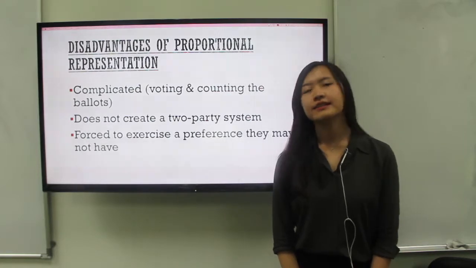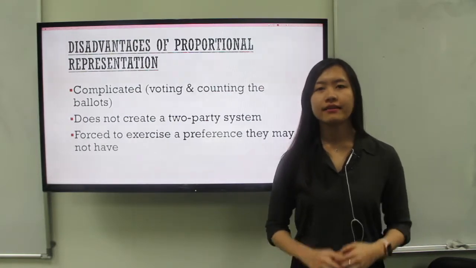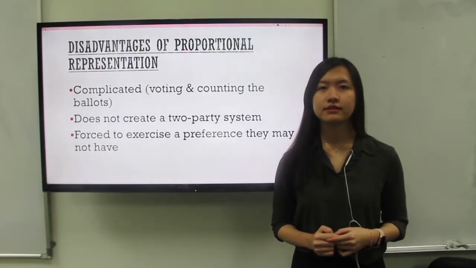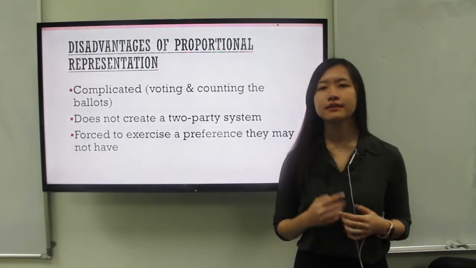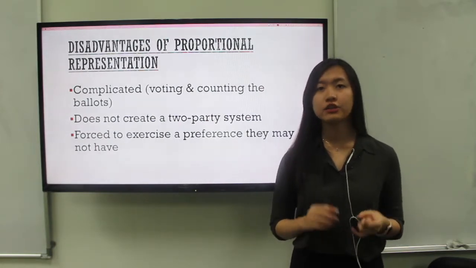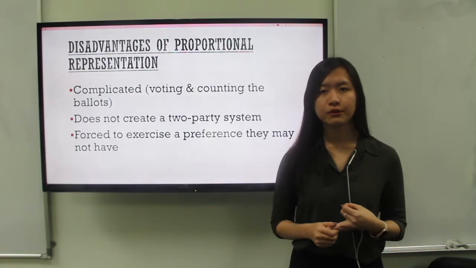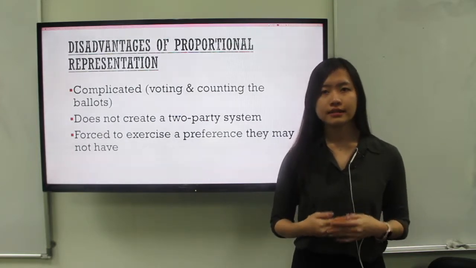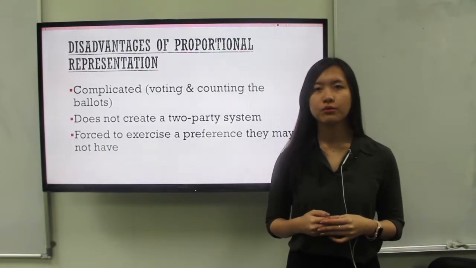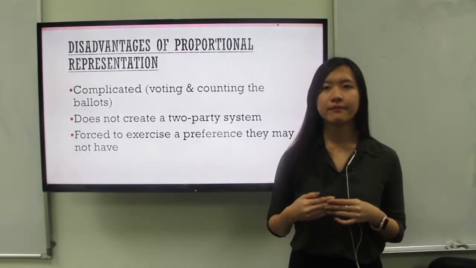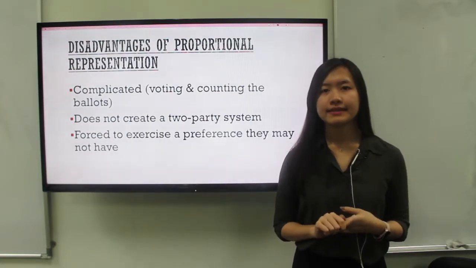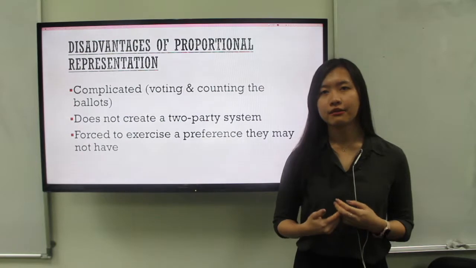The proportional representation system may be a lot better than the first-past-the-post system. Nevertheless, this system still has several shortcomings. This system is more complex than the first-past-the-post system in relation to counting and also voting. It also does not create a two-party system, and it may lead to many smaller parties being formed in the state. Lastly, the voters are also forced to exercise a preference which they may not have.